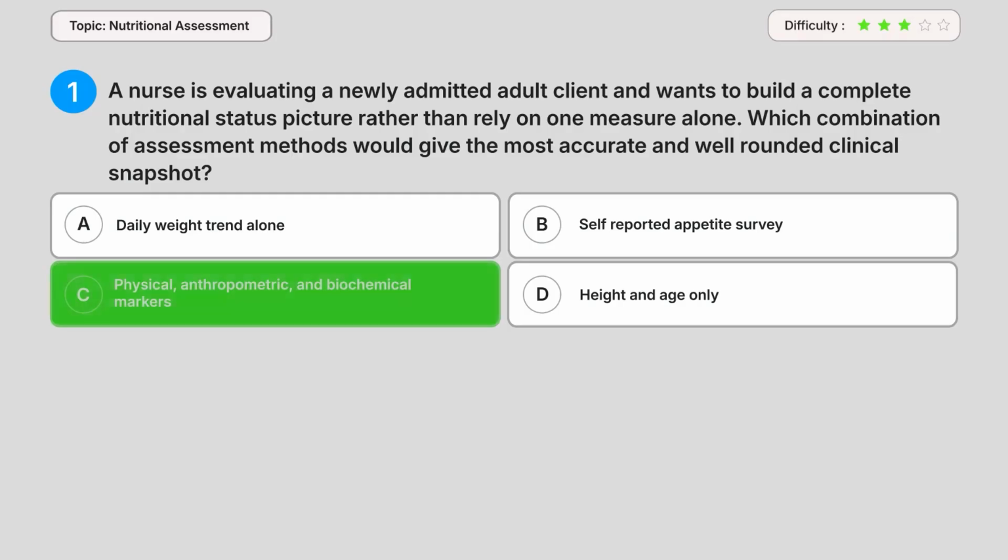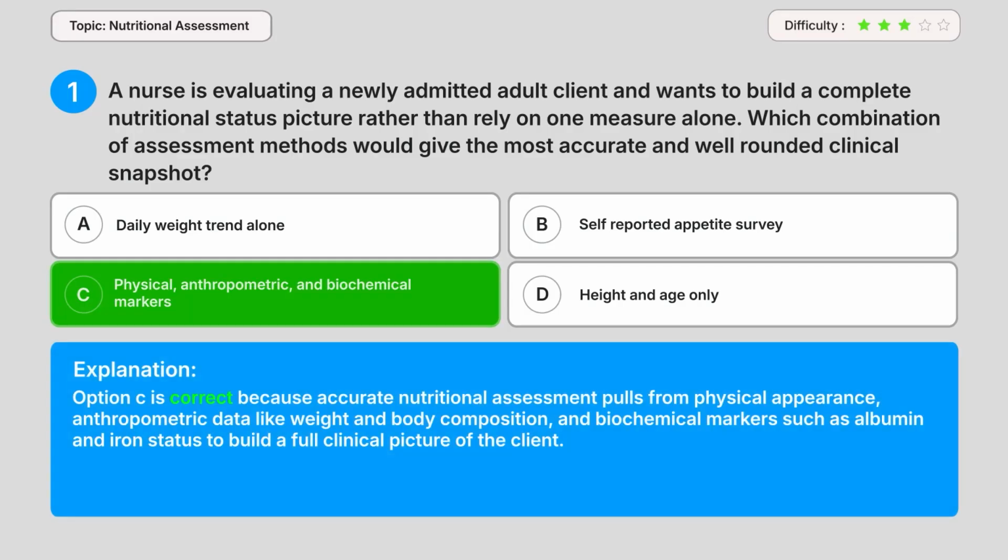Correct answer, C. Physical, anthropometric, and biochemical markers. Explanation. Option C is correct, because accurate nutritional assessment pulls from physical appearance, anthropometric data like weight and body composition, and biochemical markers such as albumin and iron status to build a full clinical picture of the client.